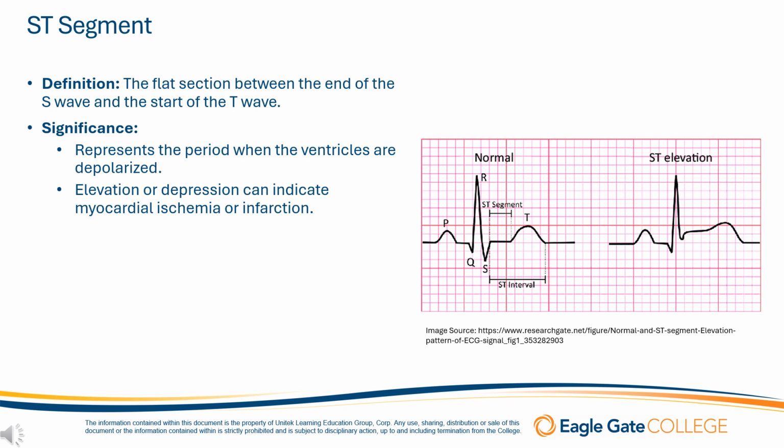This is a crucial phase in the cardiac cycle because it indicates the period between the end of contraction and the beginning of recovery. A normal ST segment is typically flat and on the baseline, or isoelectric line. This flatness indicates that there is no electrical activity occurring at this moment, which is expected after the ventricles have contracted and before they start to repolarize.